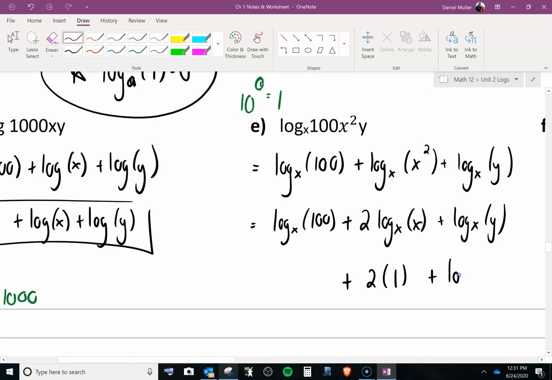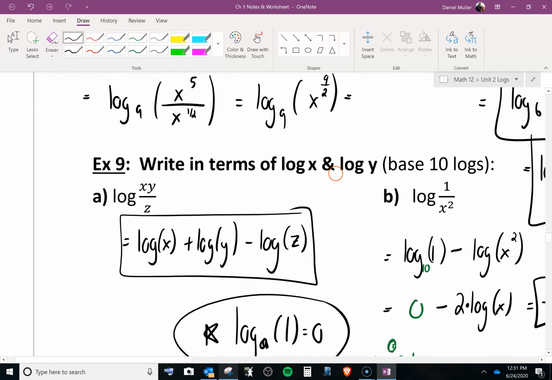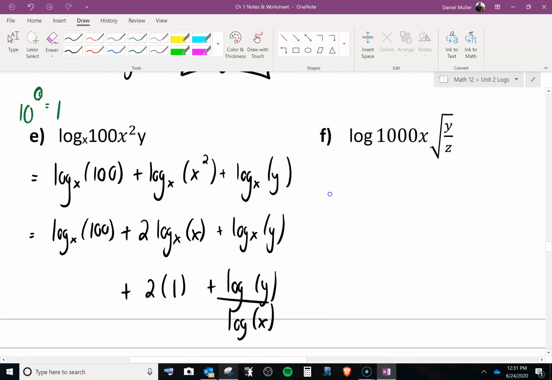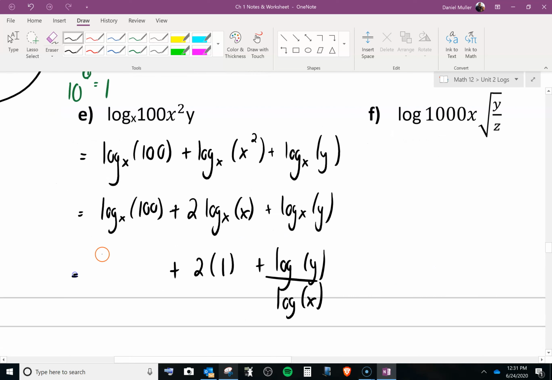Now you could write this, it's not necessary, but you could use a change of base if you wanted to write this log of y over log of x. Oh, actually, no, I do need to, because I want to write them as it said here, in log x and log y, where there was a base 10. And right now, these are base x. This is a base x, so I need to split these up. Now they're both base 10. And same thing with this side, log of 100 over log of x.